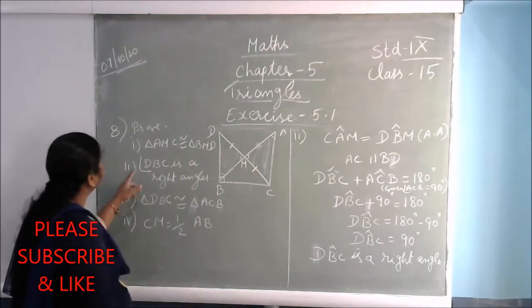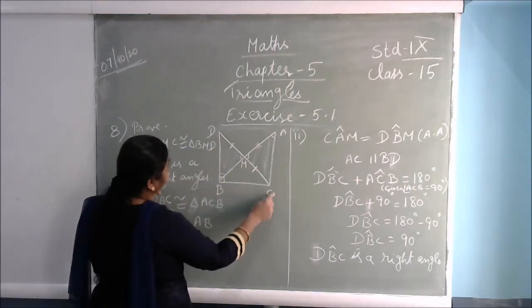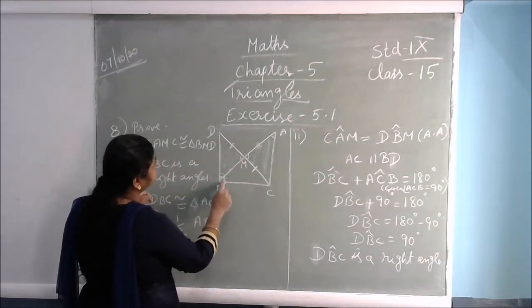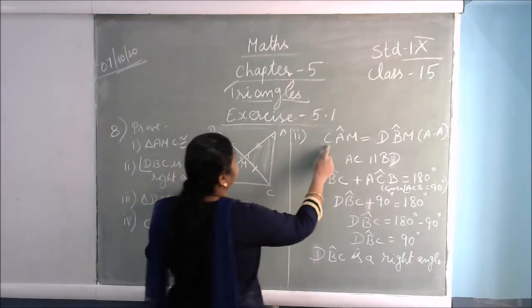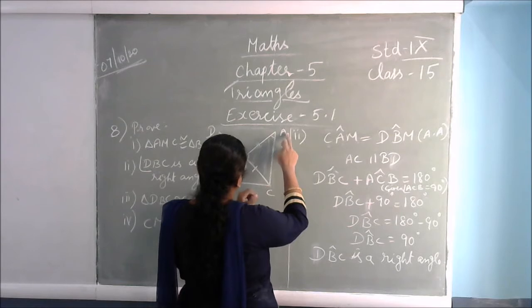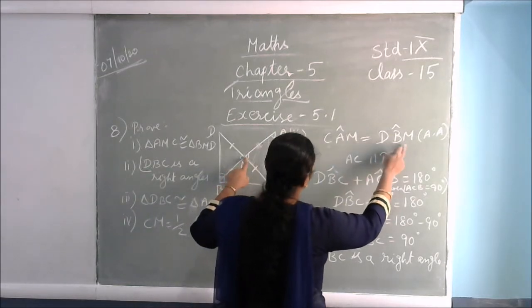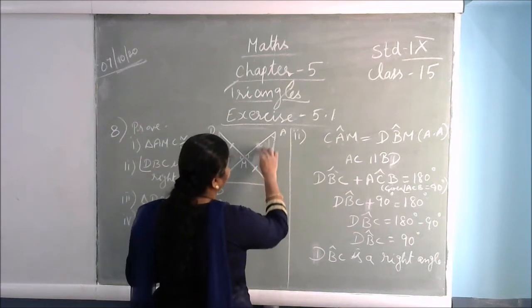So the second one is this one, DBC. That means this triangle. In this triangle, you have to prove this is the right angle. How do you prove that? See here, triangle CAM is equal to DBM. In these two triangles only.